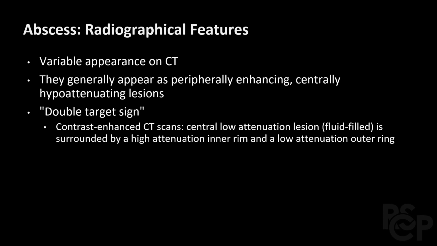They generally appear as peripherally enhancing, centrally hypoattenuating lesions. One imaging characteristic to be aware of is the double target sign. It is best seen on contrast-enhanced CT scans, in which a central low attenuation lesion is surrounded by a high attenuation inner rim and a low attenuation outer ring.